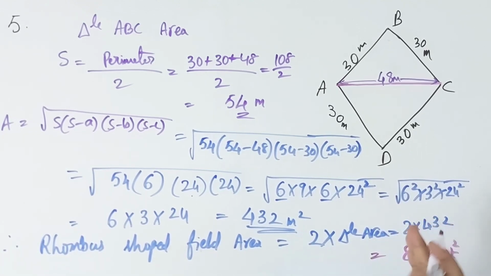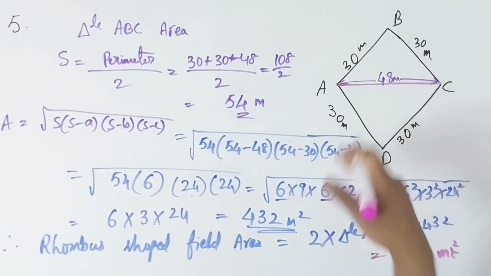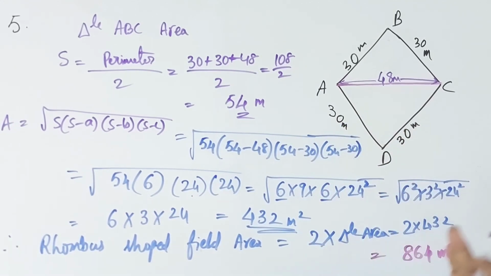There are 18 cows, right children? 18 cows in the full field. Now how much area of grass field each cow is getting? That means 864 divided by 18 cows, number of cows, right children?